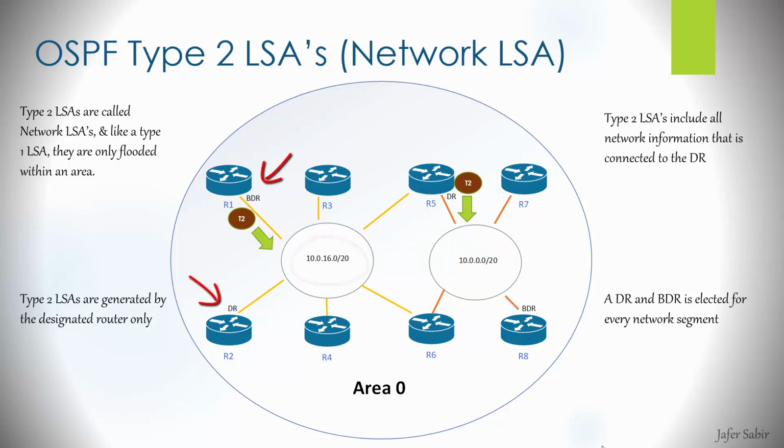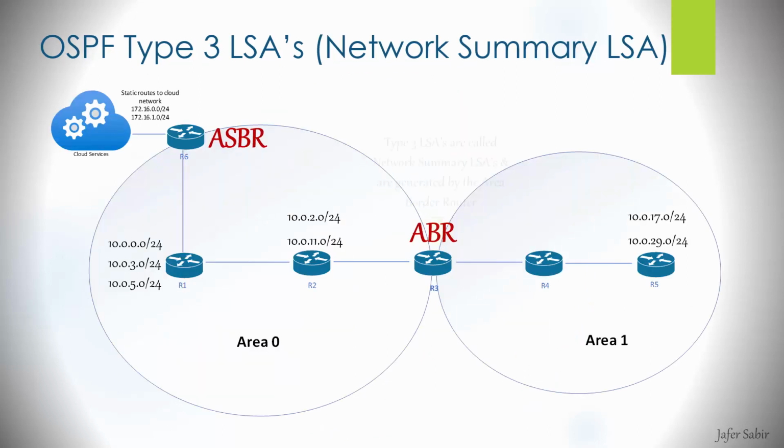The DR and BDR are elected based on router priority or the router ID, which I have covered off in another video, and they are there to handle all the LSA exchanges, the OSPF updates for the segment basically. This means all routers don't have to bombard each other with OSPF traffic, they just let the DR and the BDR deal with the updates.